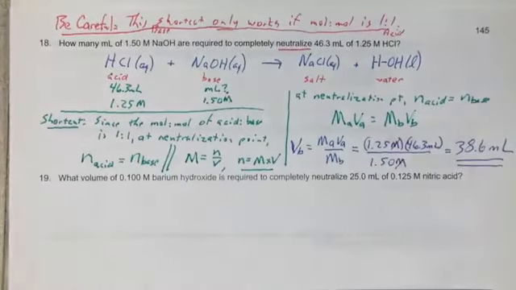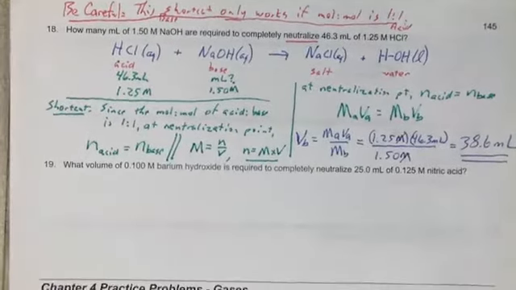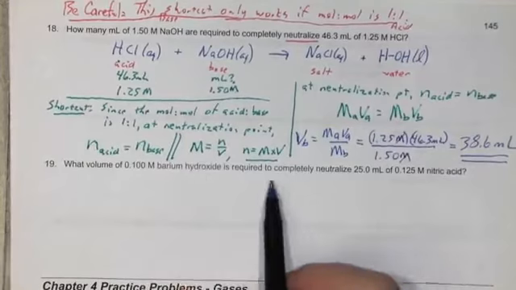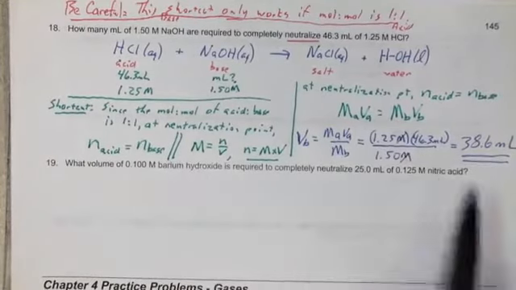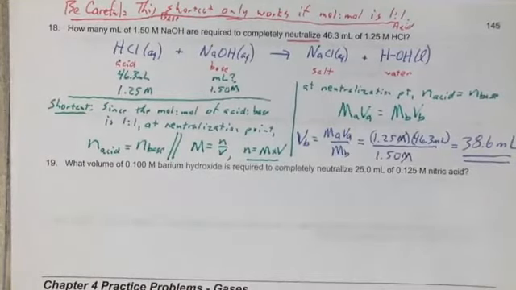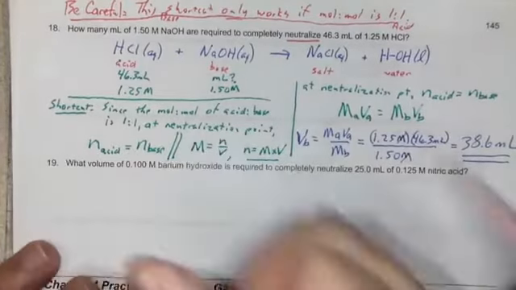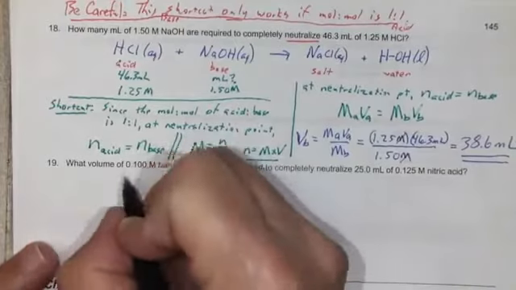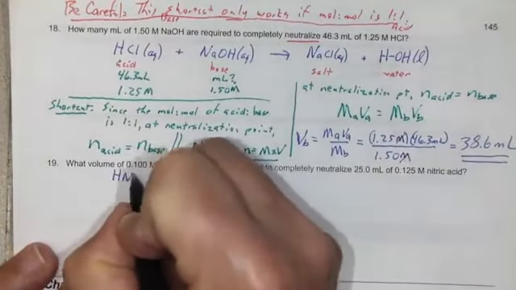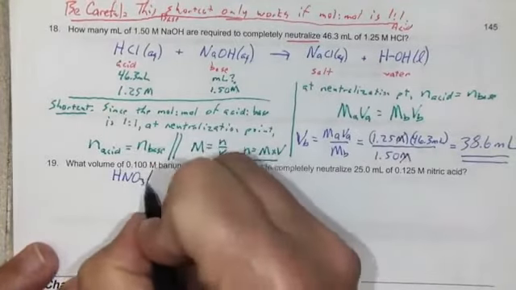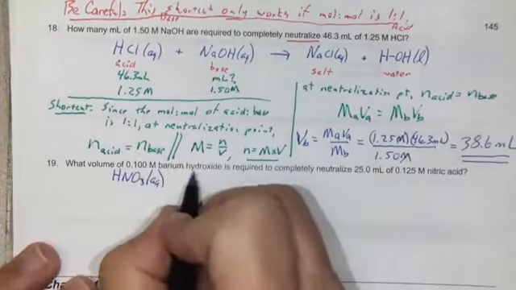So let's look at an example where the mole-to-mole ratio is not 1 to 1, and that's question number 19. Okay. And in number 19, what volume of barium hydroxide is required to completely neutralize this much nitric acid? What's the first thing we need? We need a balanced equation. So nitric acid is HNO3. That's the acid. That's nitric acid. And it reacts with barium hydroxide.